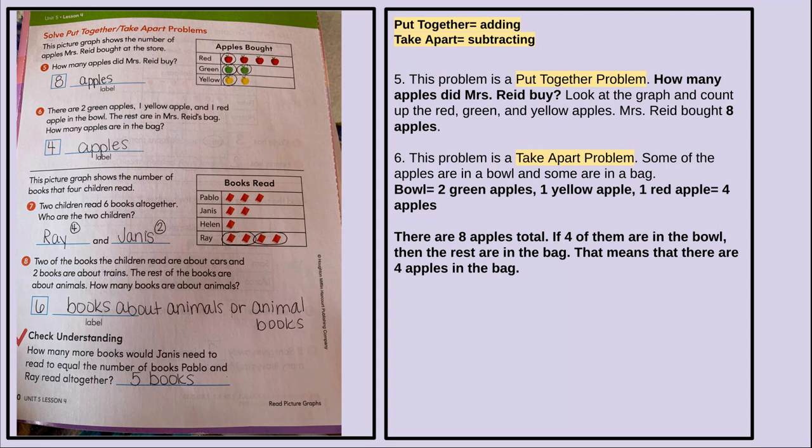Number 6 is a take apart problem. We have 2 different places where these apples are. Some are in a bowl and some are in the bag. It tells us that 2 green apples, 1 yellow apple, and 1 red apple are in the bowl, and that would be 4 apples altogether. So if there are 8 apples total, and 4 of them are in the bowl, then the rest of them are in the bag. This means that 4 apples are in the bag. And I circled the apples that were in the bowl in the picture graph there to help.